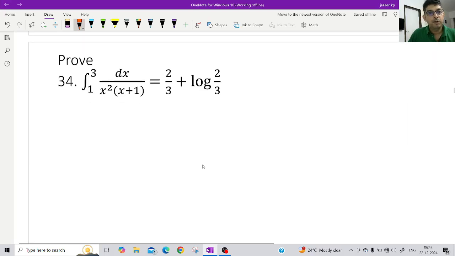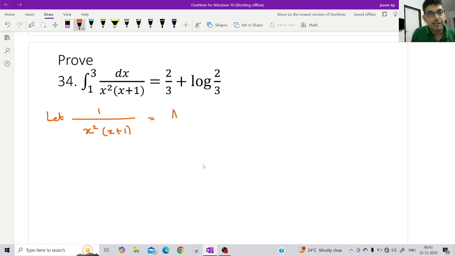Next one, prove integral 1 to 3 dx by x square into x plus 1 equals to 2 by 3 plus log 2 by 3. So this is to be done using partial fraction. So let 1 by x square into x plus 1 equal to a by x plus b by x square plus c by x plus 1.